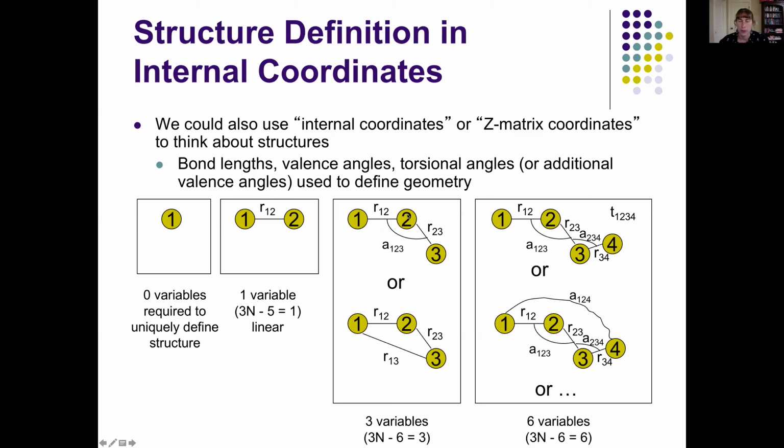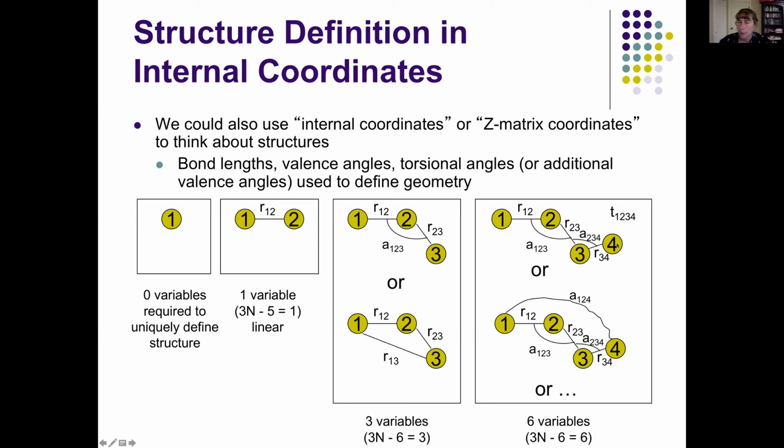Now, as we move to a higher number of atoms, if we have 3 atoms, for example, there are several ways we could do this. I've got 2 ways shown here. One is we could define the distance R12, the distance R23, and then an angle between atoms 1, 2, and 3. Alternatively, we could just define the 3 distances. Having 3 distances defined will actually define all of our angles as well. So we need 3 variables in this case. That actually corresponds to 3n minus 6 equal to 3.